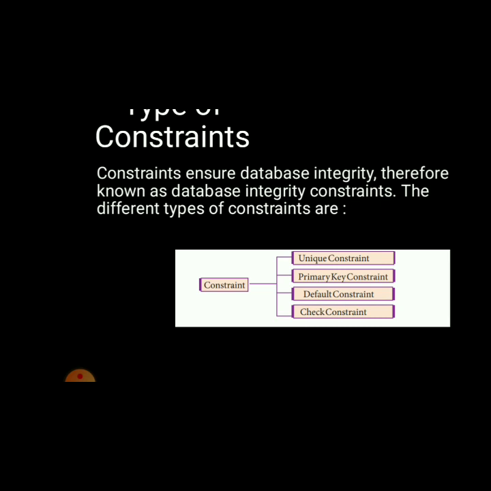The unique constraint ensures that no two rows have the same value in the specified column. For example, a unique constraint applied on the admission number of the student table ensures that no two students have the same admission number. The unique constraint can be applied only to fields that have also been declared as not null.